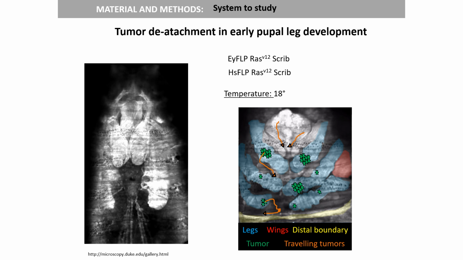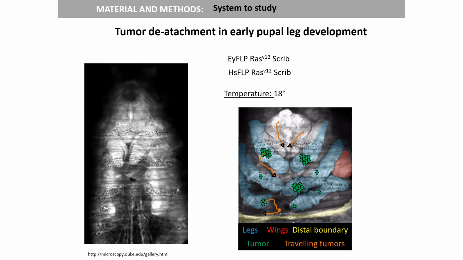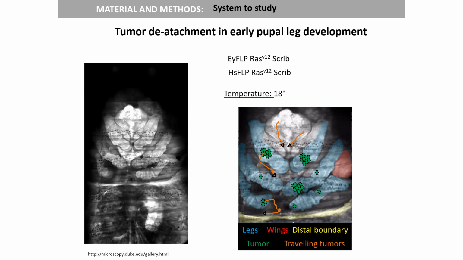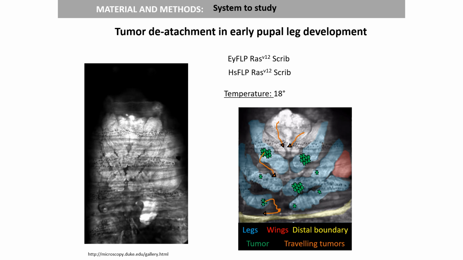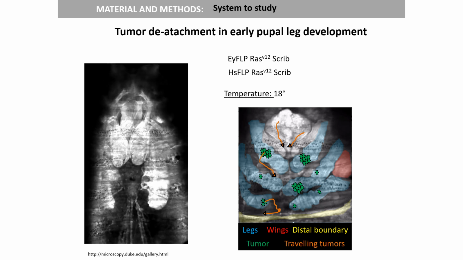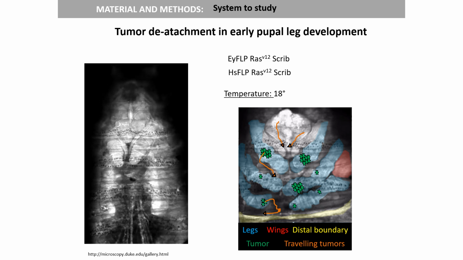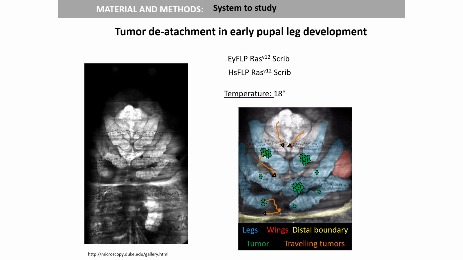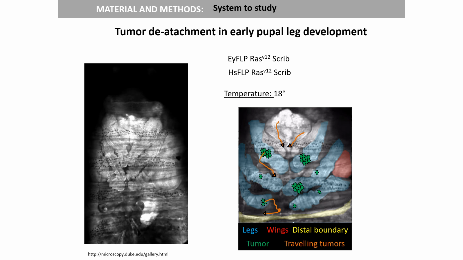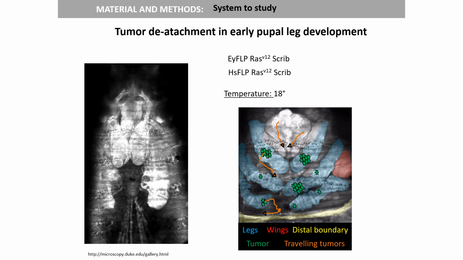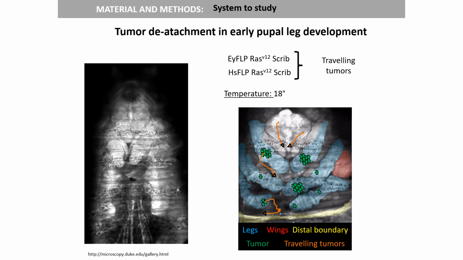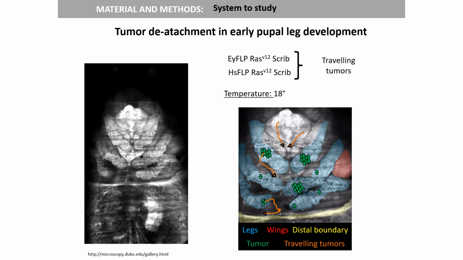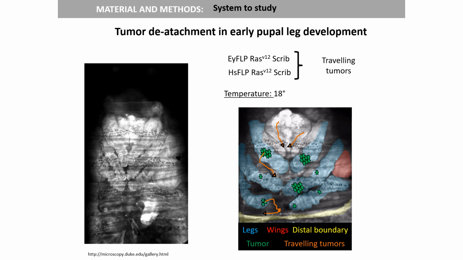Okay, so the idea is that we use a genetic tool that allows us to make patches of tumors, where the tumors are expressed in a specific region. And why is this important? Because this allows us to study how these tumors can travel. We found that the tumors always travel, and they detach and travel to different regions.